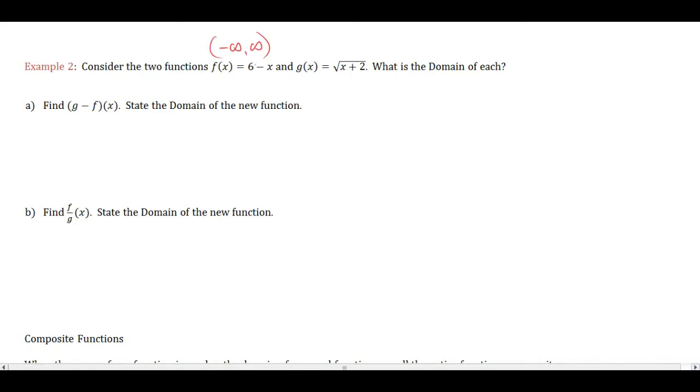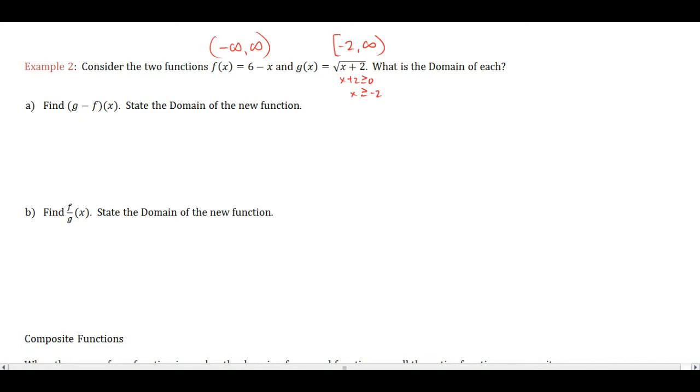The square root of x plus 2 is a little tricky. We have x plus 2 has got to be greater than or equal to 0, so x has got to be greater than or equal to negative 2. Therefore, this one's domain would be negative 2 to infinity. Again, it's nice to know domains, because it means you shouldn't have x's that are smaller than negative 2.